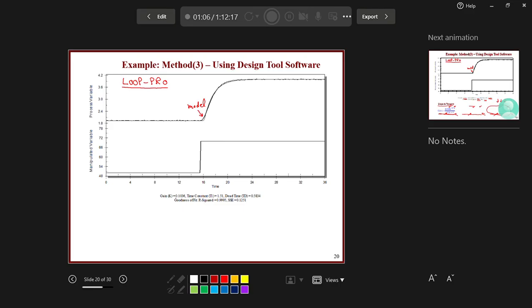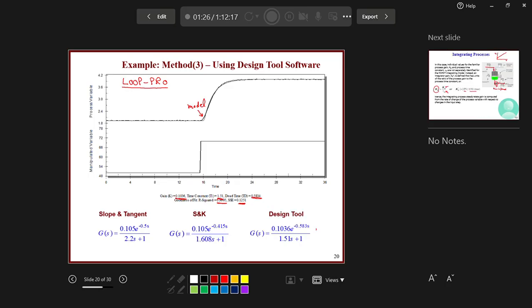So, for example, this is the gain, this is the time constant, and this is the dead time. And the accuracy of the model, this is the R squared and the sum of squared errors. I did the modeling using Loop Pro, and I got the model that you see here. This is the model that I got with the design tool in Loop Pro.